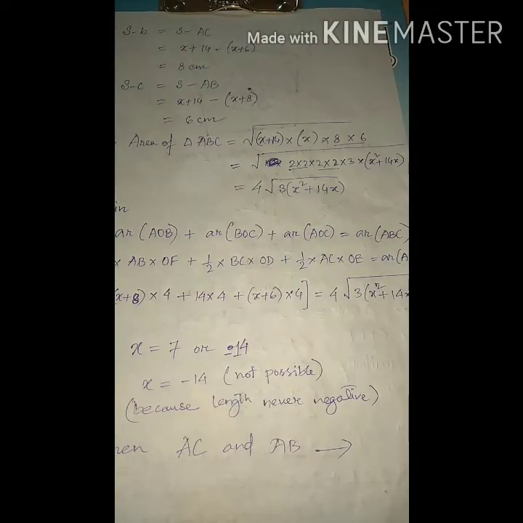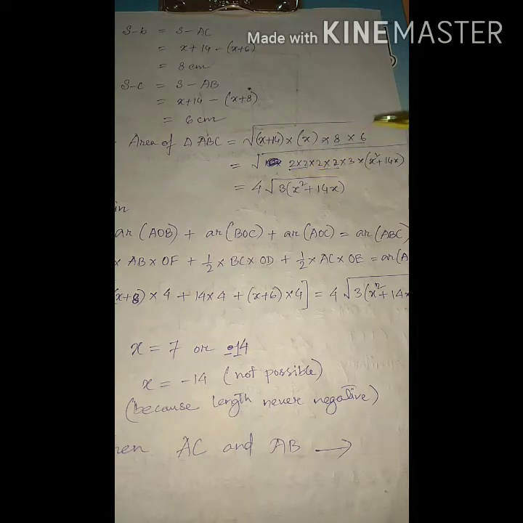So in this way we can find out the length of S minus B equal to 8 centimeter, and S minus C equal to 6 centimeter. And after that we just put these values in Heron's formula. So S into S minus A, S minus B, S minus C, and then after calculating this result, all of you know how to calculate this result.